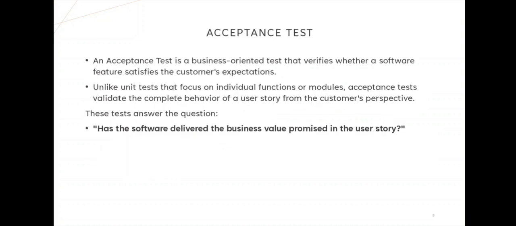Acceptance testing focuses on business value rather than the technical implementation. Unit testing checks small pieces of code, but acceptance testing checks the complete user story from the customer's perspective. The main question it answers is, has this feature delivered the value that the customer expected? If the answer is yes, then the feature is accepted.